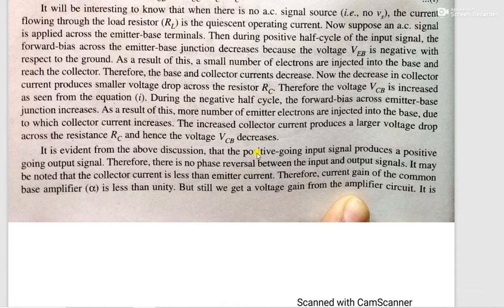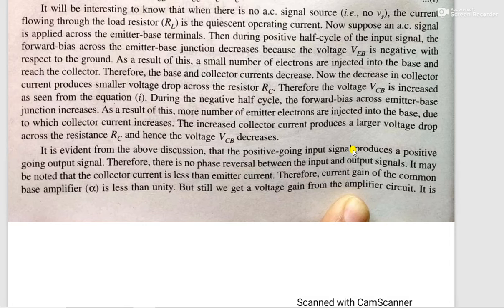It is concluded from the discussion that the positive going input signal produces a positive going output signal. Therefore, there is no phase reversal, like in a common emitter amplifier, between the input and output signal. It may be noted that the collector current is less than the emitter current. Therefore, the current gain of the common base amplifier, denoted by the letter alpha, is less than unity. Unity means 1. It is less than 1.